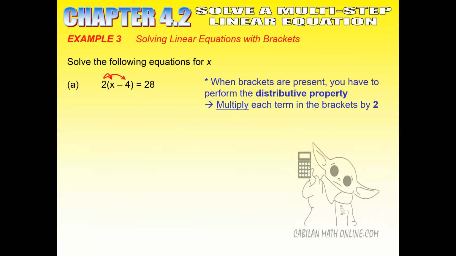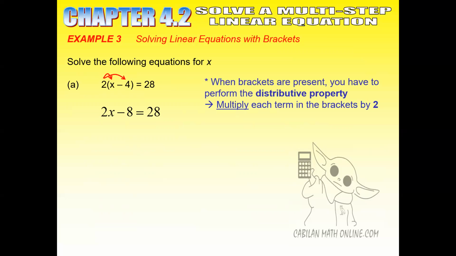So 2 times x gives me 2x, and then 2 times negative 4, that's going to give me negative 8. And then we're just going to finish this off. Now, just by getting rid of the brackets there by distributive property, notice what's remaining now is just a two-step solution. So again, in our first step, we're just going to leave the 2x where it is.